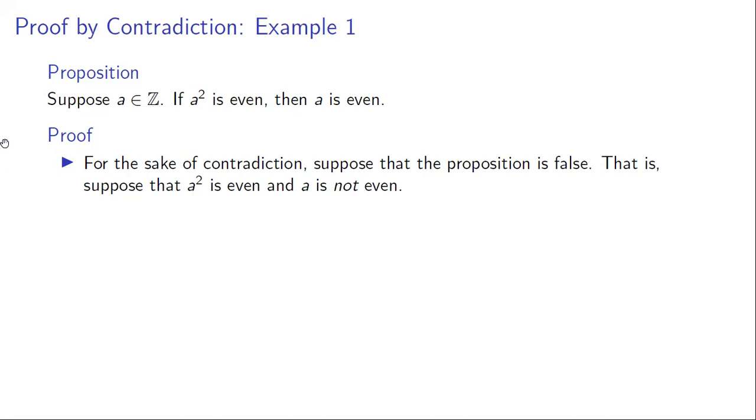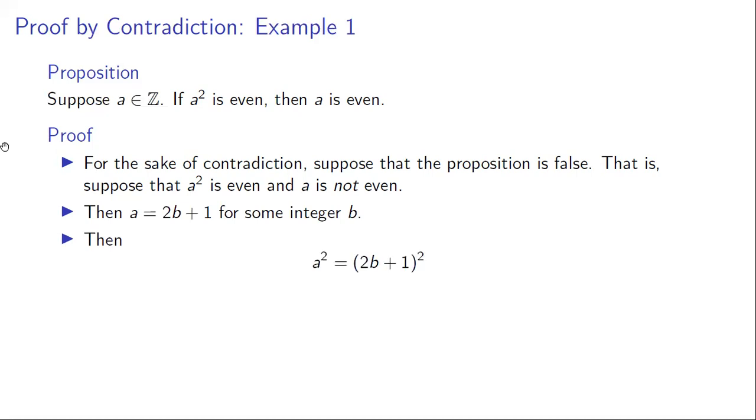Okay, so now if a is not even, then a is odd. So a is equal to 2b plus 1 for some integer b. So what is a squared? a squared is (2b plus 1) squared, which is 4b squared plus 4b plus 1, which is equal to 2 times (2b squared plus 2b) plus 1, which is odd, right? Because it's 2 times an integer plus 1. Sorry, wrong word. It's odd. So a squared is odd.